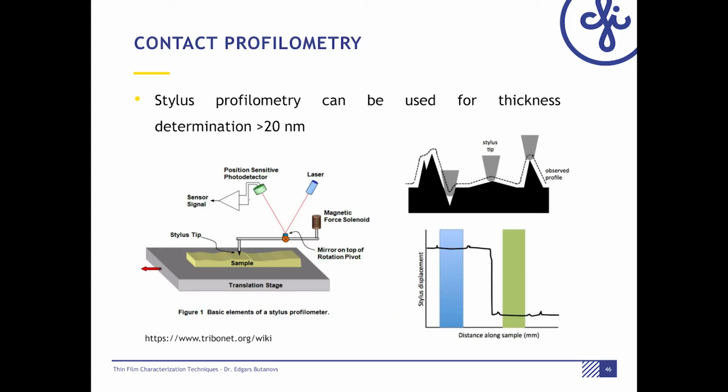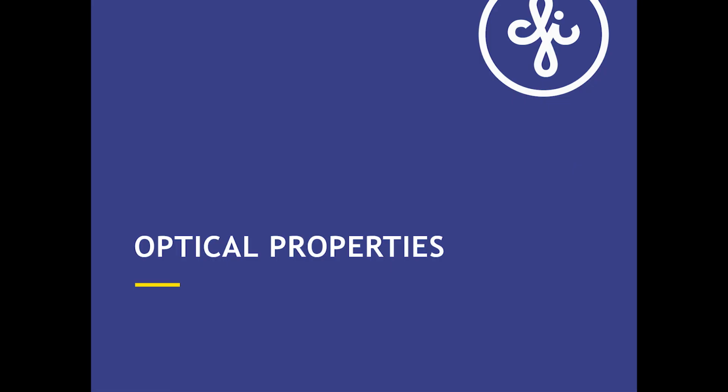It uses a stylus which is scanned over the sample in contact mode. And it's a very useful and quick tool to determine the thickness of a film, especially if you have some step on the film due to some masking. That we can commonly and very quickly use to determine the thickness of your thin film. Let's move to the last section of this lecture, the optical properties.